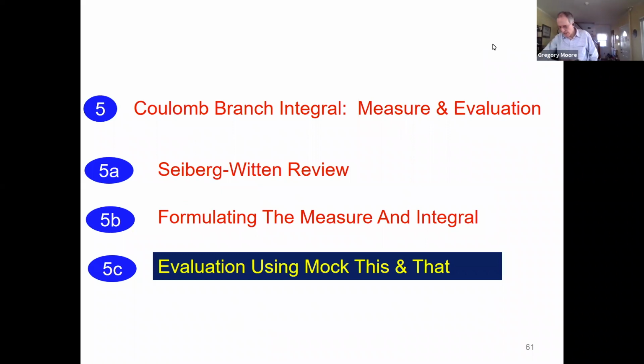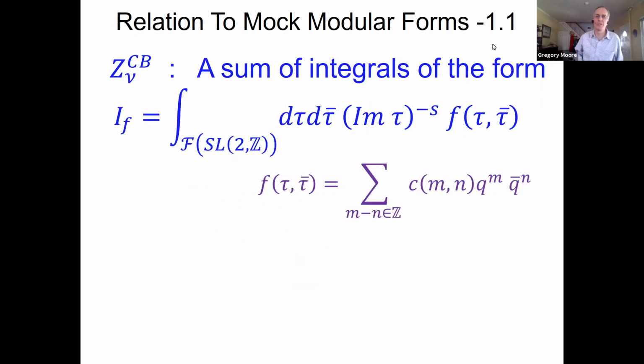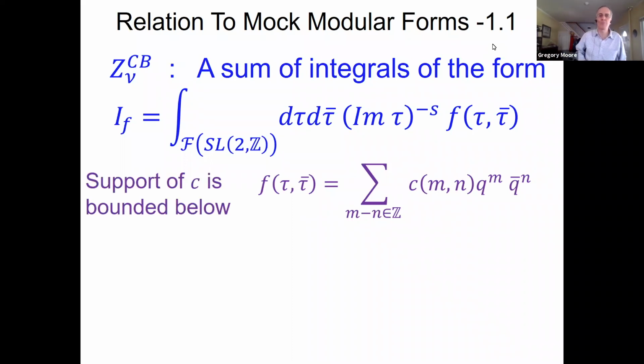Okay, very little time. So let me just tell you a few quick things about how you actually evaluate the Coulomb branch integral using mock this and that. I hope you'll believe me that the Coulomb branch integral boils down to a sum of a bunch of integrals of this form. You're integrating over the fundamental domain of SL(2,Z) some power of the imaginary part of tau times a series, which is explicitly known and has a nice q and q-bar expansion. It can have negative powers in q and q-bar, but it's bounded below.